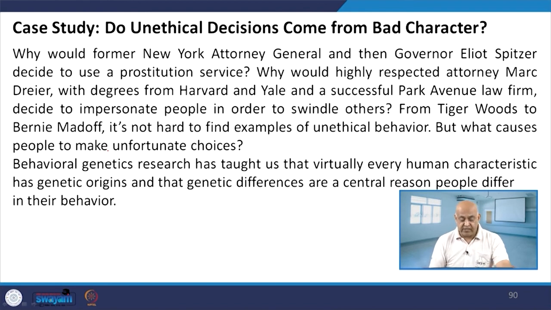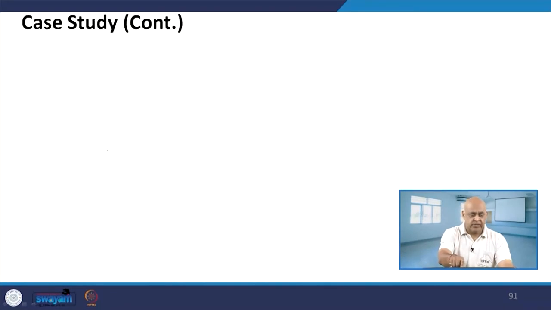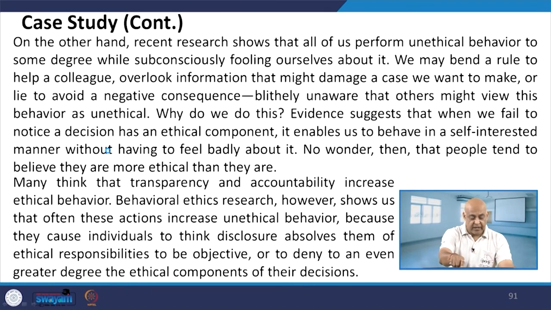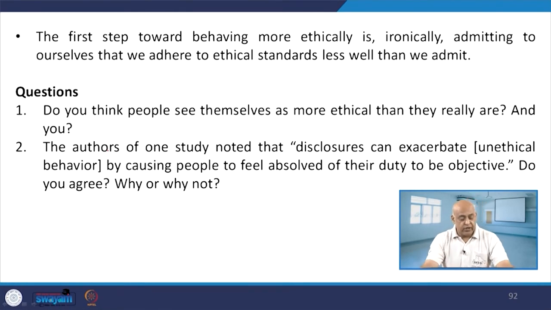Behavior genetics research has taught us that virtually every human characteristic has genetic origins, and that genetic differences are a central reason people differ in their behavior. So this is all about this case study, and these are the questions. Do you think people see themselves as more ethical than they really are, and what about you? The authors of one study noted that disclosures can exacerbate unethical behavior by causing people to feel absolved by their duty to be objective. Do you agree? Why or why not?